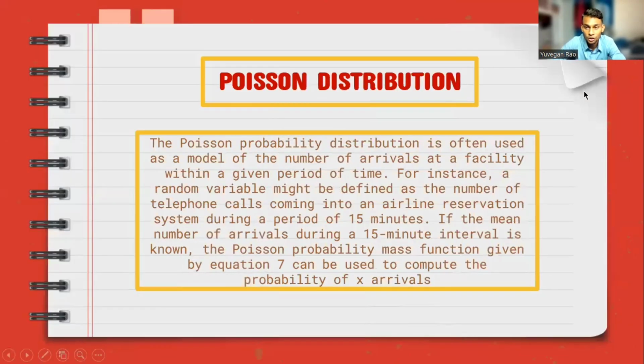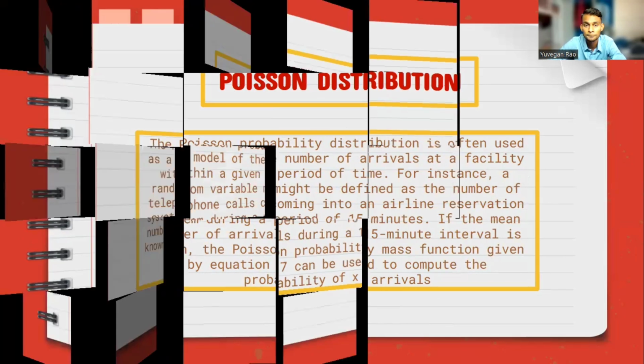Getting into Poisson distribution. The Poisson probability distribution is often used as a model of number of arrivals at a facility within a given period of time. For instance, a random variable might be defined as the number of telephone calls coming into an airline reservation system during a period of 15 minutes. If the mean number of arrivals during a 15 minutes interval is known, the Poisson probability mass function given by equation 7 can be used to compute the probability of x arrivals.